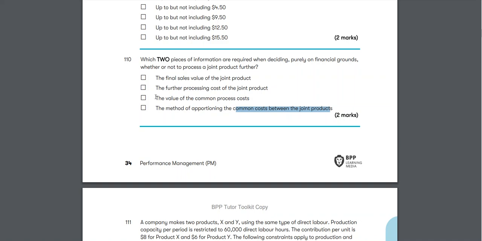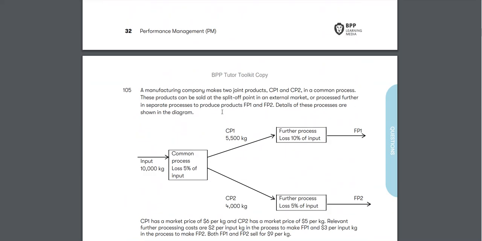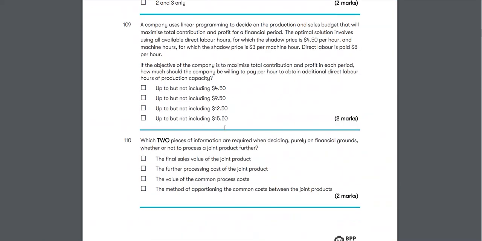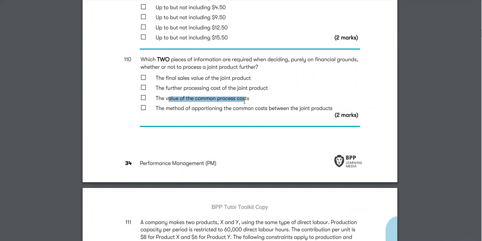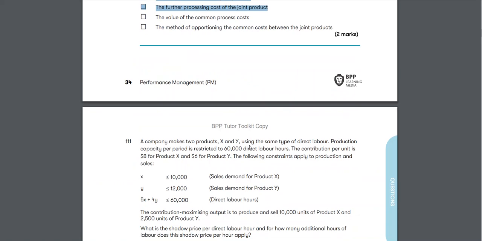Remember, I told you the common costs are the costs that are incurred before the split off point, this one, and they are not relevant, so we don't look at them. Whether they are common cost or how they are apportioned, they are not relevant. We only look at the sales and the cost of further processing. So A and B would be correct here.